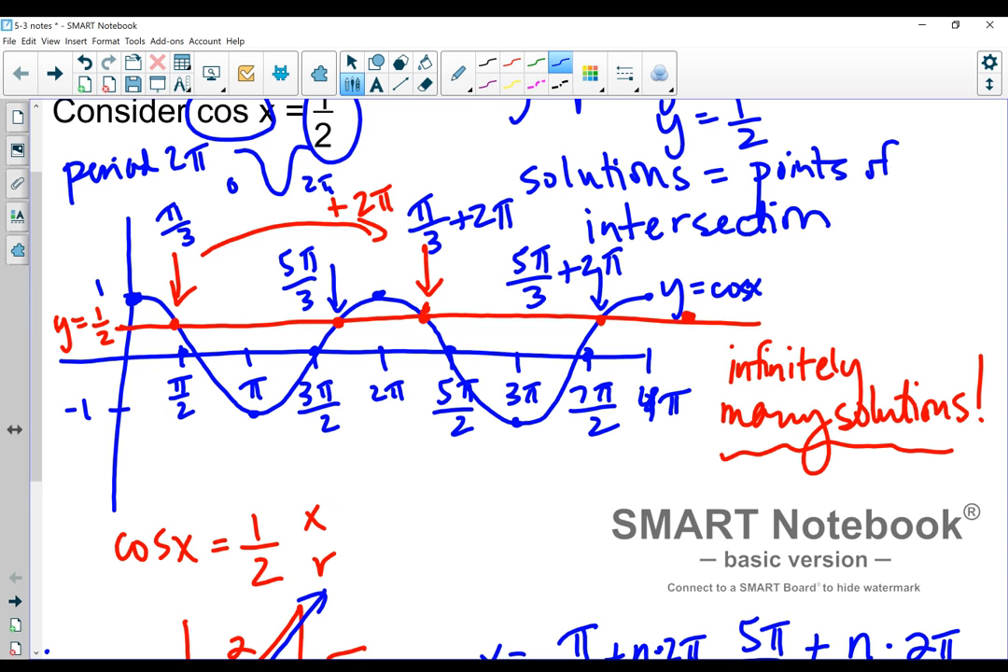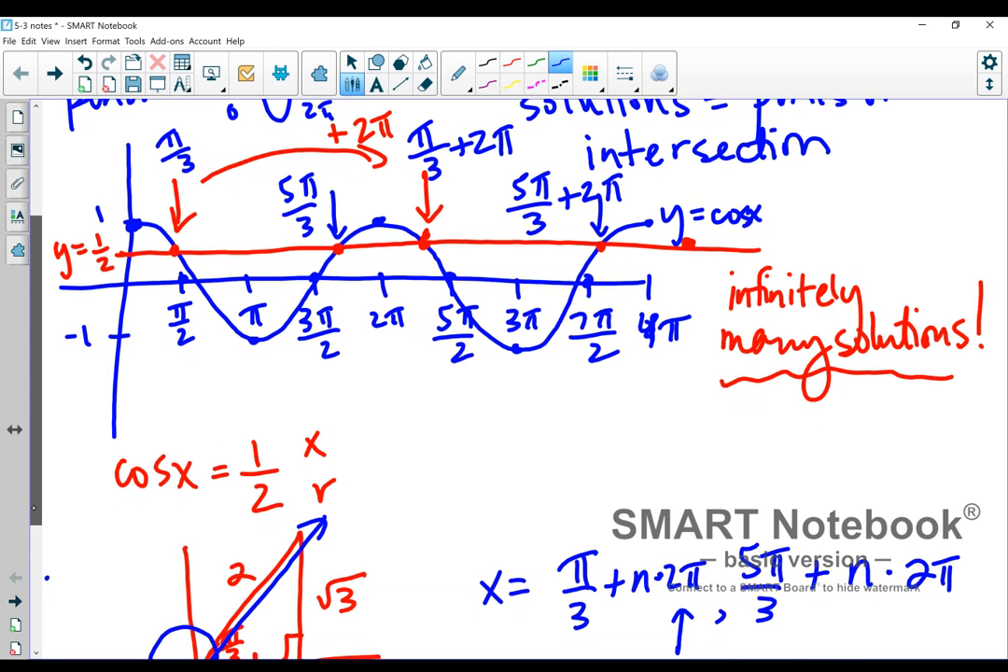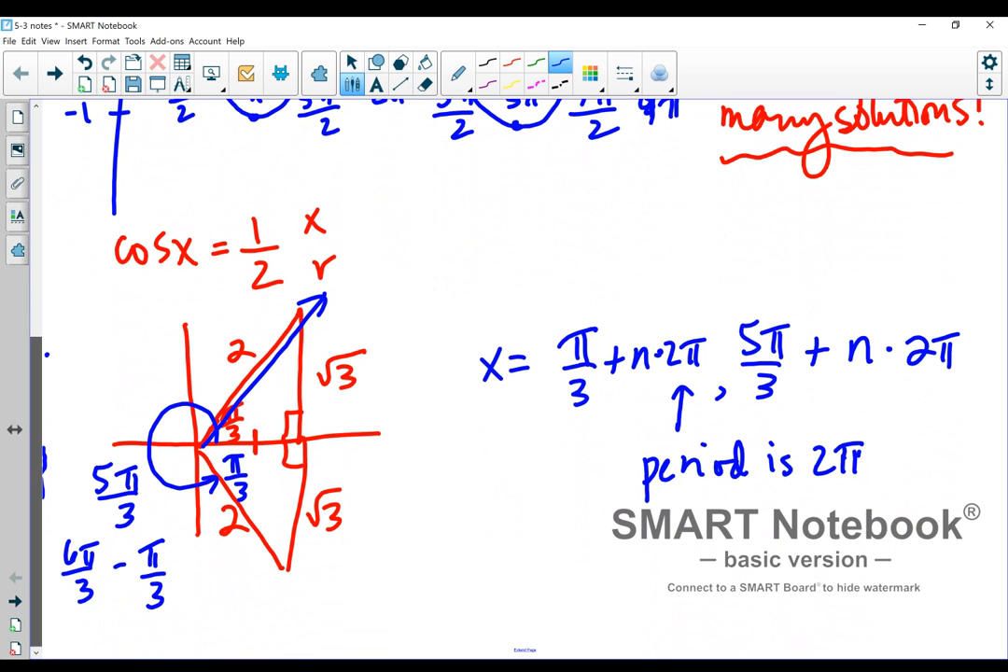So the reason we're using that n is because we could add 2 pi, or we could add 4 pi, or we could add 6 pi, or we could add 8 pi. We can add multiples of 2 pi, and we know that the way this cyclical sine function is going to work, I'm just going to keep getting more and more solutions as I do those revolutions.